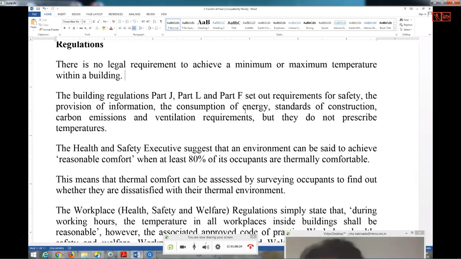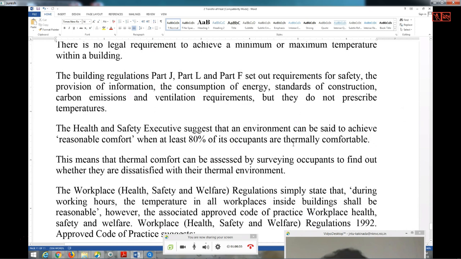Now, because there are no certain limitations on minimum and maximum temperature levels, here we are going to take the building regulations. They have defined different partitions, Part J, L, F, and such, for safety and provisional information, consumption of energy, standards of construction, carbon emission and ventilation requirements, but they do not prescribe temperatures. Then the Health and Safety Executive suggests that an environment achieves reasonable comfort when 80% of occupants are thermally comfortable.